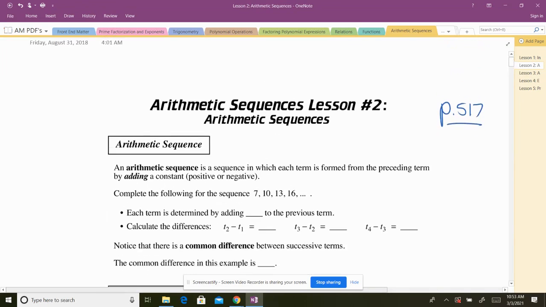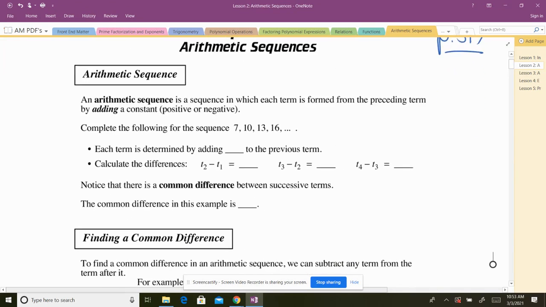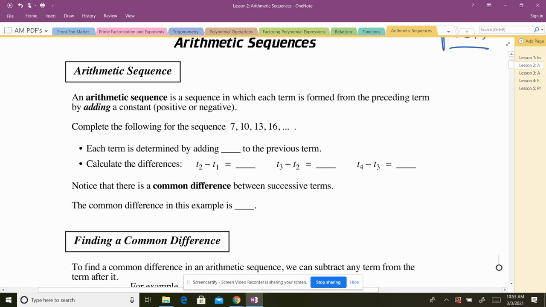Number 7. We are only looking at arithmetic sequences, which are ones where you add or subtract. Okay? So how do I get the next number here? What am I doing to get each number here? You're adding 3 to the previous term.